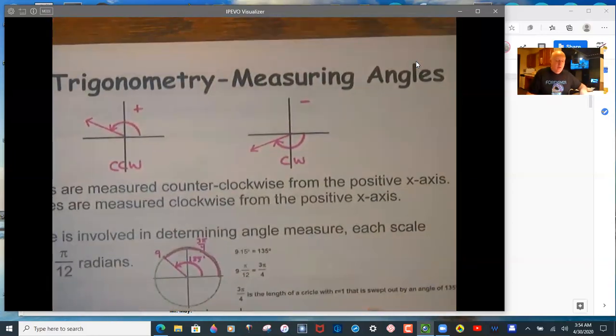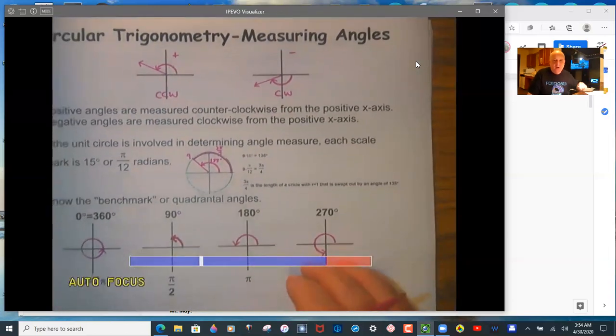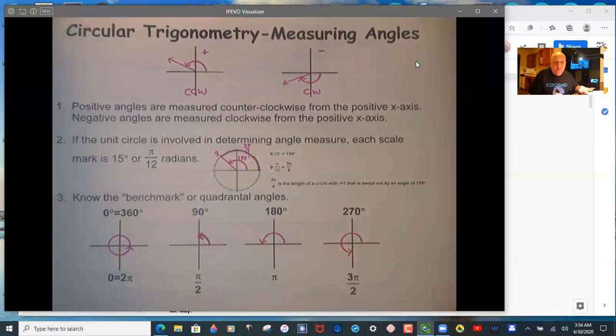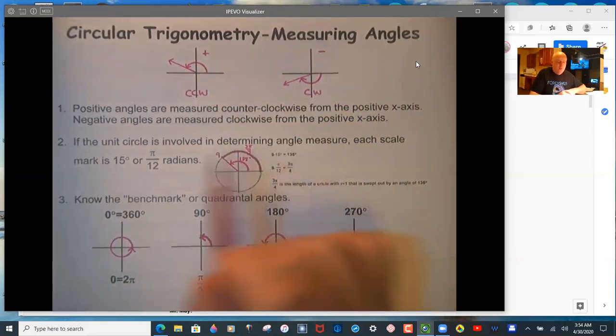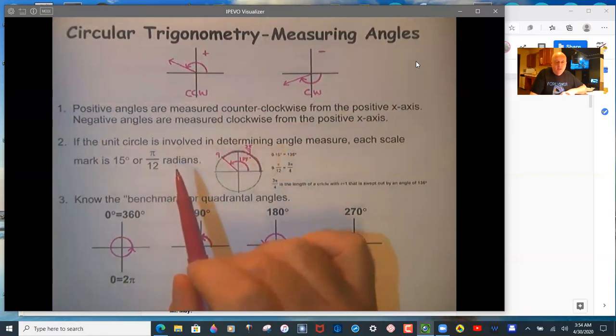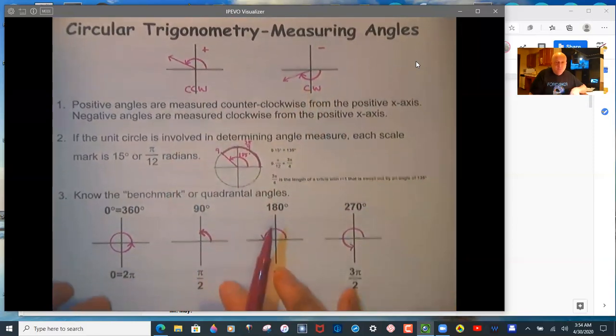Now we're going to learn about how to properly determine where you are on the unit circle. This is very important material. So when you measure angles, counterclockwise rotation, as you saw me spinning that triangle around, is a positive measure. A clockwise rotation is a negative measure.